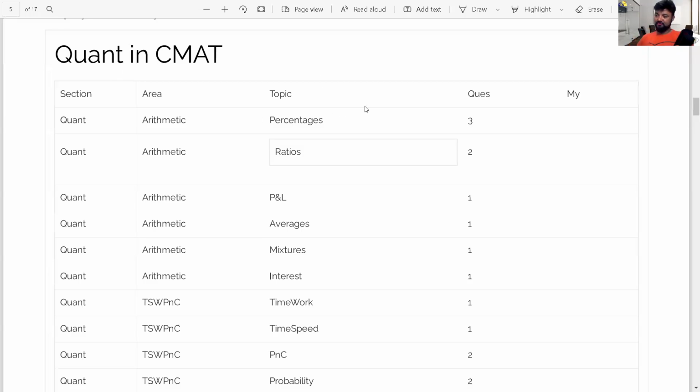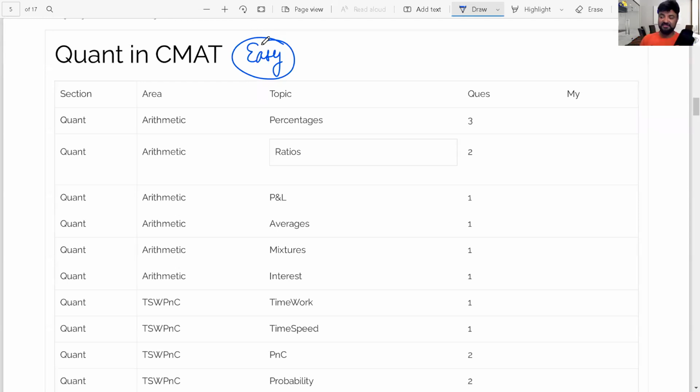All right, let's look at the quant section for CMAT. CMAT quant section, we have a good news and a bad news. Good news, the level of difficulty is comparatively easy. If I compare with CAT, it's an easy paper. If I compare with CET also, it's an easy paper as compared to other exams. CMAT ka quant section very easy.